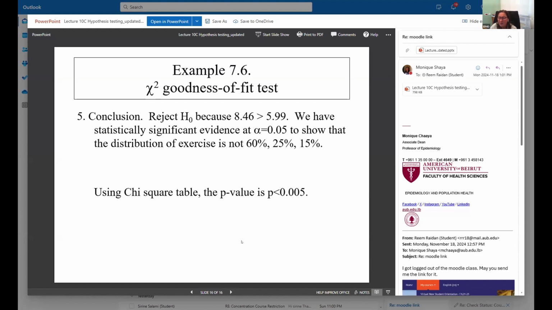Now, let me tell you, the chi-square test is much more frequently used than this kind of example. What we use the chi-square test for mostly is to do a 2x2 table. Let me show you if I can do that.